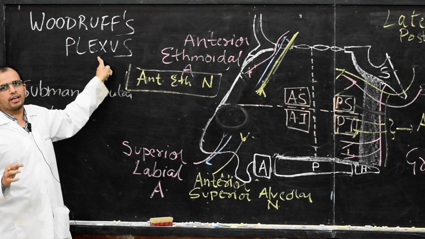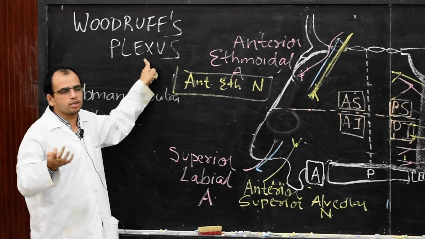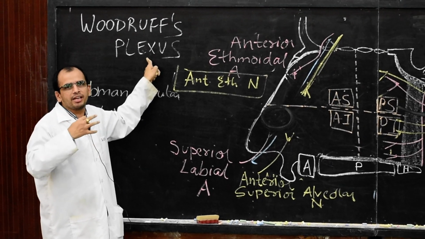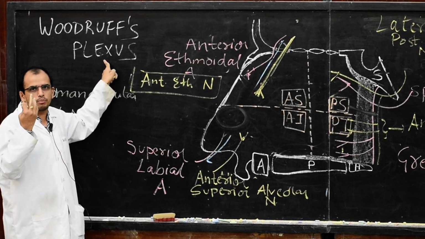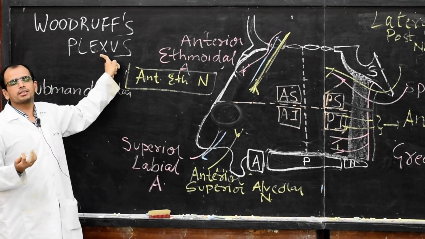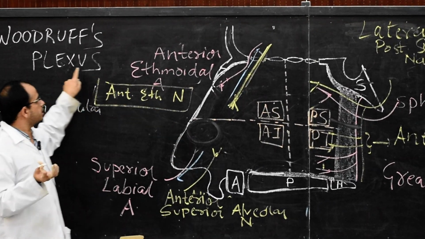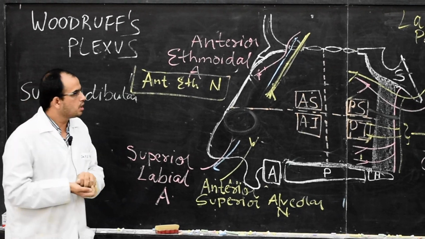This can bleed in case of severe hypertension, sudden rise in the blood pressure, or if there is direct nerve injury. Apart from that, yes, there are many other causes, but the commonest causes are the nasal injury there on the posterior aspect, or you can say the sudden rise in the blood pressure. So that is the difference between Woodruff's plexus and the Kiesselbach's plexus.